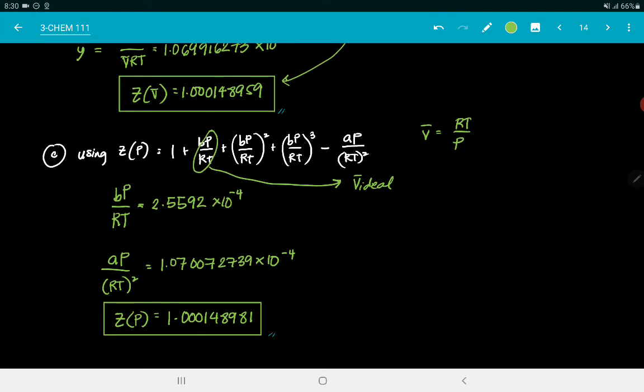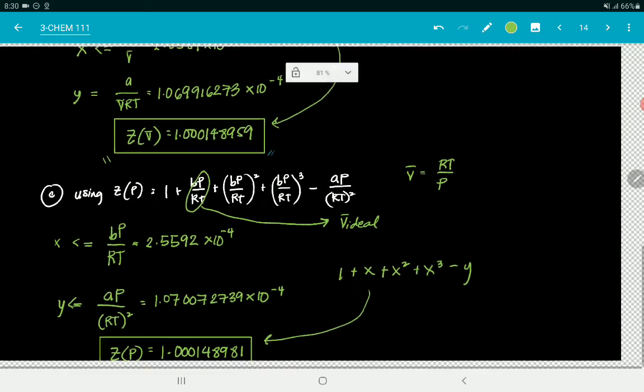So, finally, I solved for the value of Z using the same algorithm, using the same input. So, sinave ko siya sa x, I saved this sa y, and then I performed the calculation in my calculator: 1 plus x plus x squared plus x cubed minus y. Okay, so after I did this, I got the value of Z, 1.000148981. So, makikita natin na hindi naman masyadong nagkakalayo yung mga values ng Z, whichever you use.